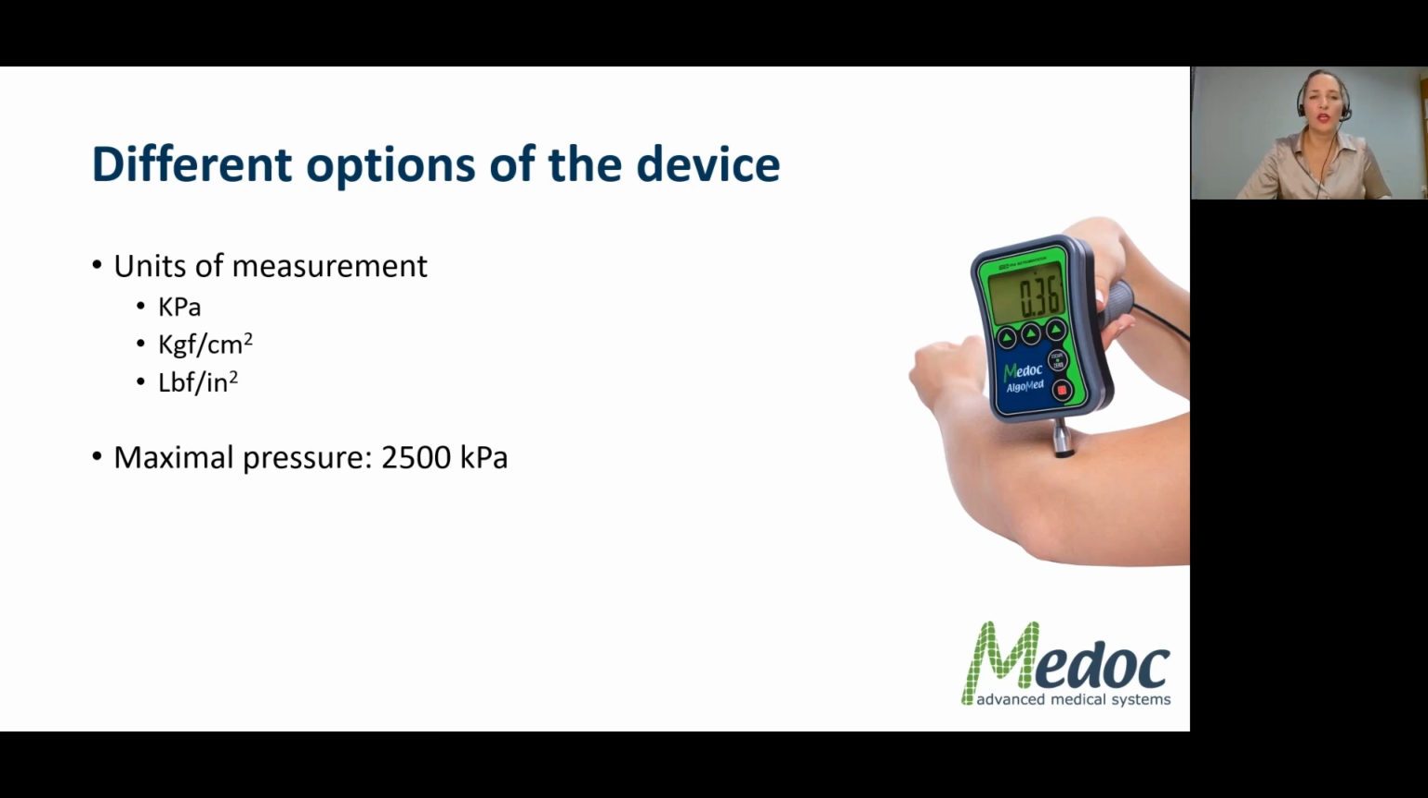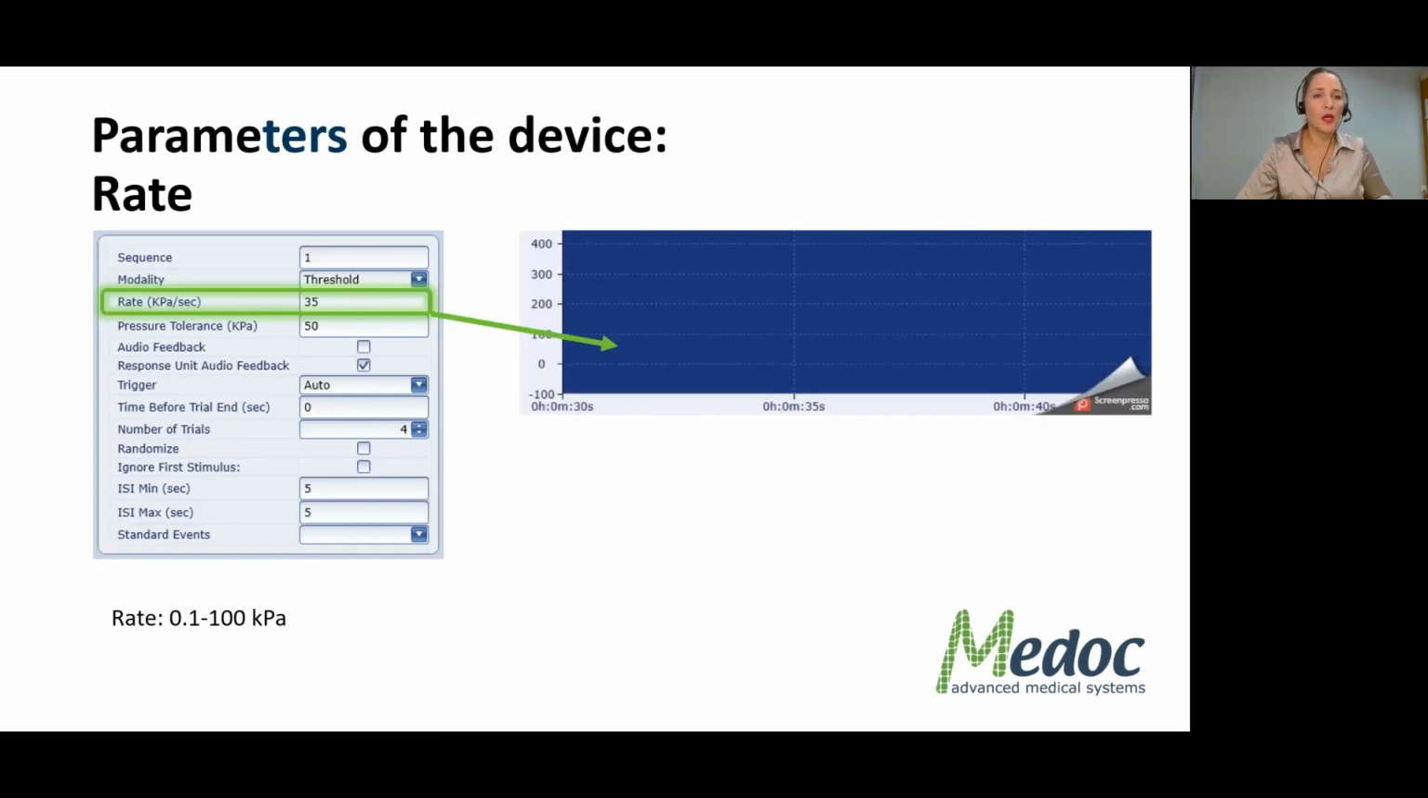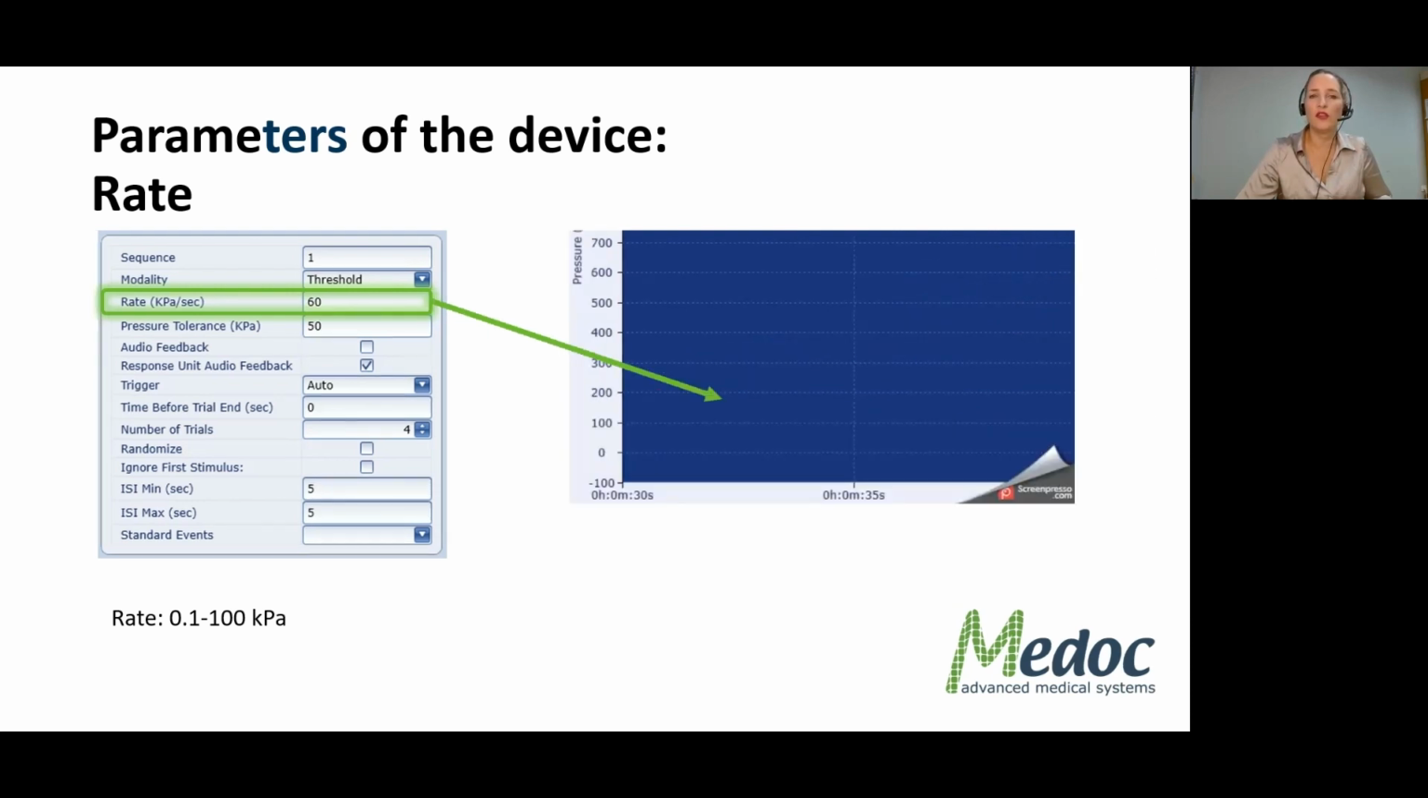And the maximum pressure that this device measures is 2500 kilopascal. So that's quite a lot. I don't remember ever reaching a pressure pain threshold of 2500 kilopascal with anybody that I tested. A parameter of the device that you can change is the rate, for instance. So when I tested just now, it was at 35 kilopascal per second, but you can also do a higher rate, for instance, 60 kilopascal per second.